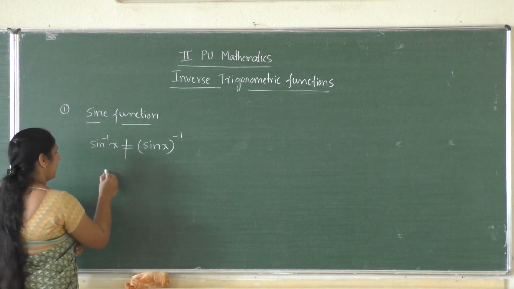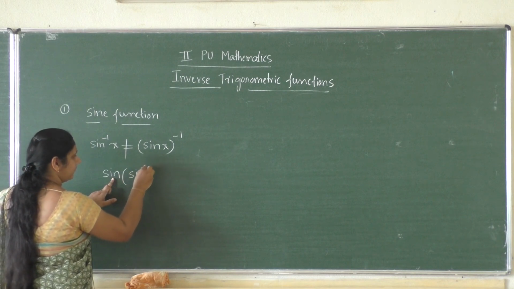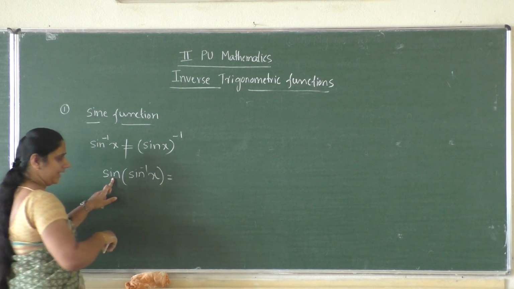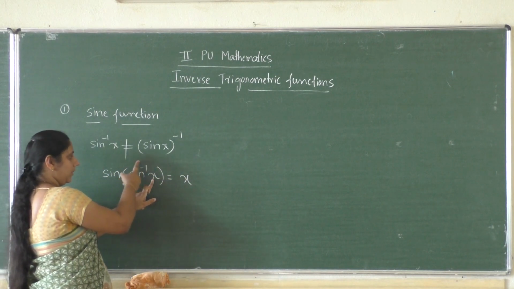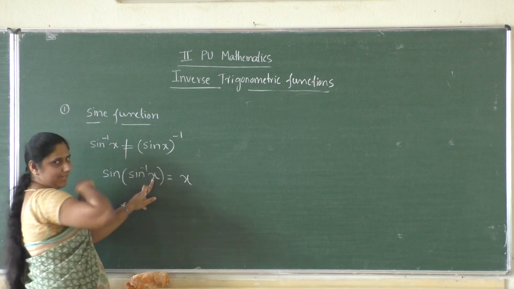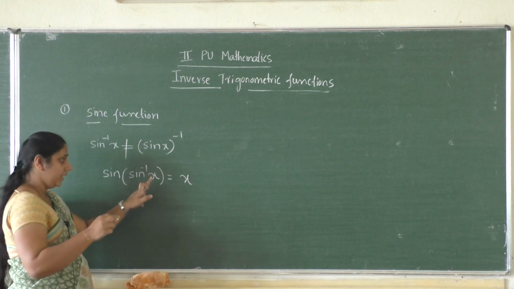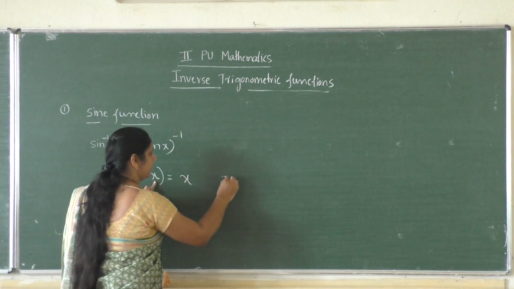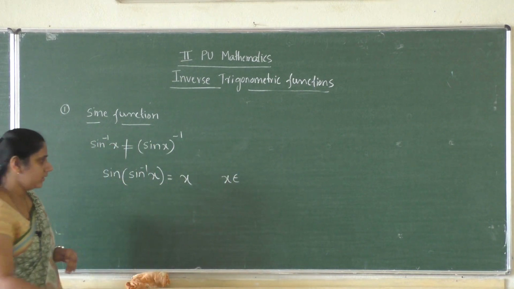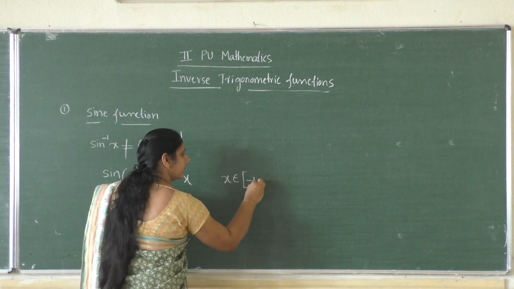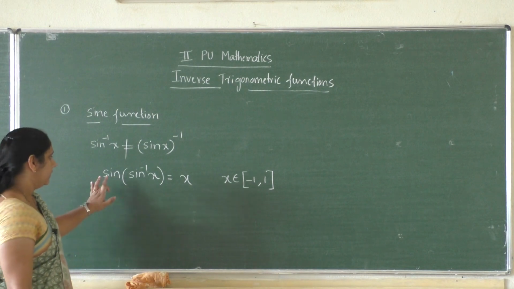From that, sine of sine inverse x equal to x, but x must belong to the domain of sine inverse. So sine of sine inverse x equals x when x belongs to the domain of sine inverse. What is the domain of sine inverse? It is the closed interval minus 1 to 1.